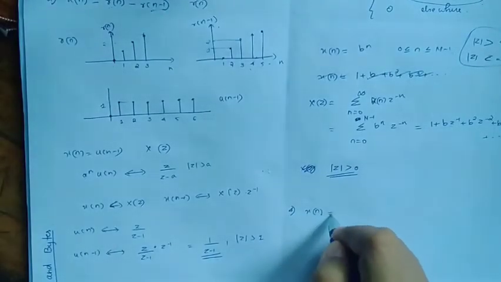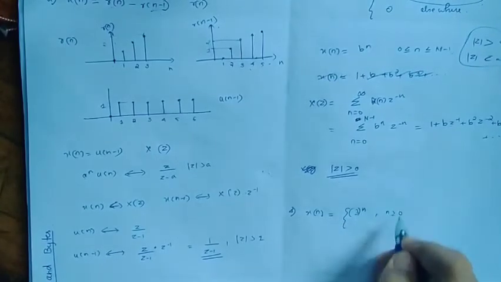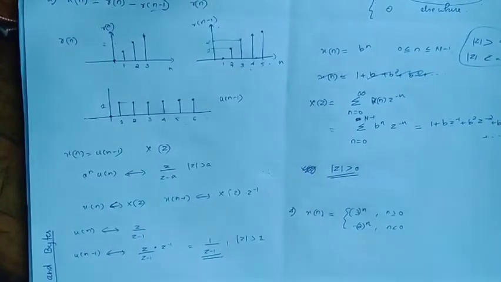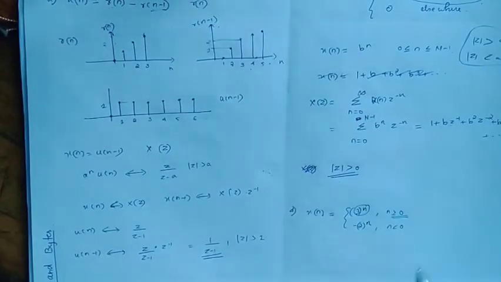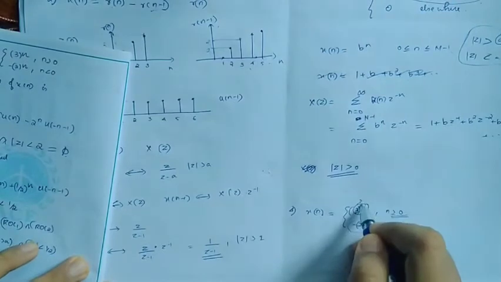Now, x of n equals 3 raised to n for n greater than or equal to 0, and minus 2 raised to n for n less than 0. We have to find the Z transform of x of n. So this is a right-handed signal because it is n greater than 0, and this is a left-handed signal. I have said in the previous question itself that for a right-handed signal ROC will be greater than, and for a left-handed signal ROC will be less than. So this is our a. This a is our 3 here.